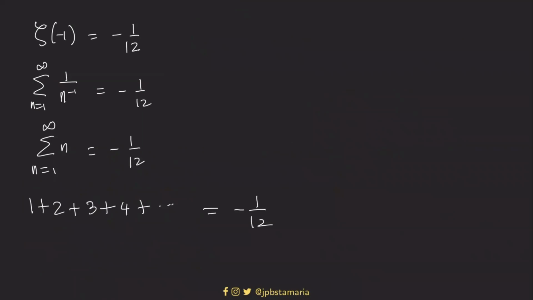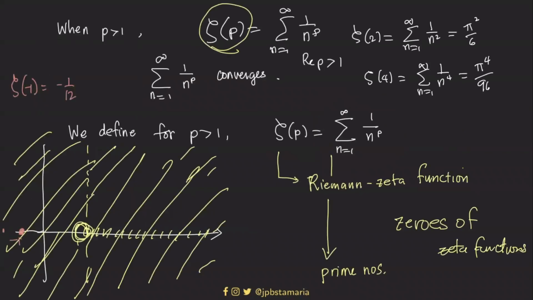Kung nagbabasa kayo ng mga meme sa internet, you might find that ginagawang meme ito ng mga mathematicians, whatever. May mga mathematicians sa internet na sira ulo, di ba? But of course, it's not true kasi ang definition ng Riemann zeta sa kaliwa ng line ay iba na. Very complicated and I'm not going to talk about that.